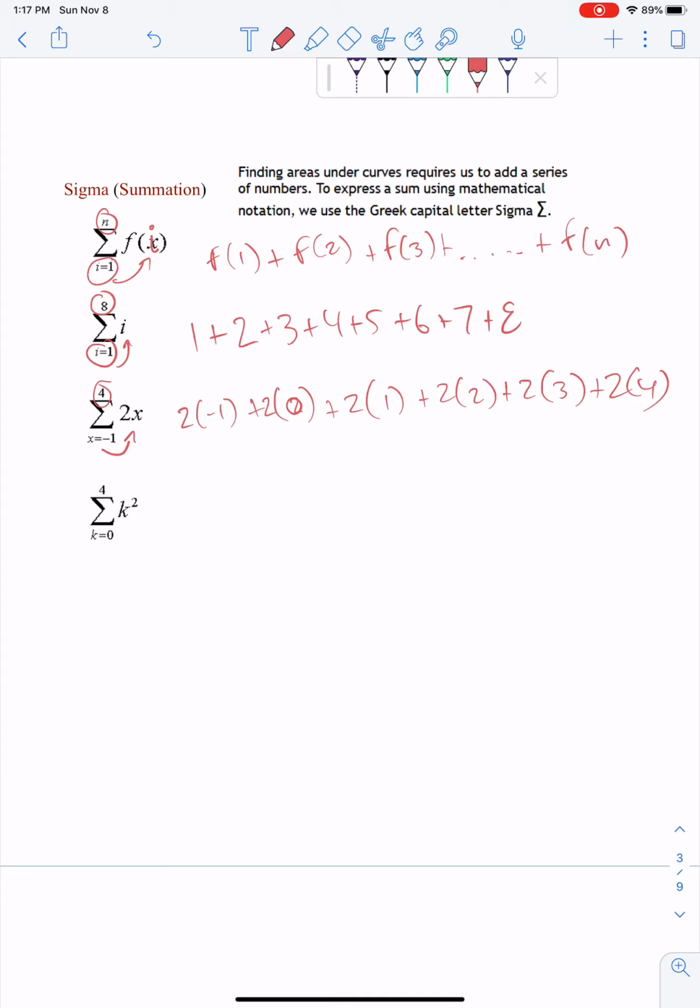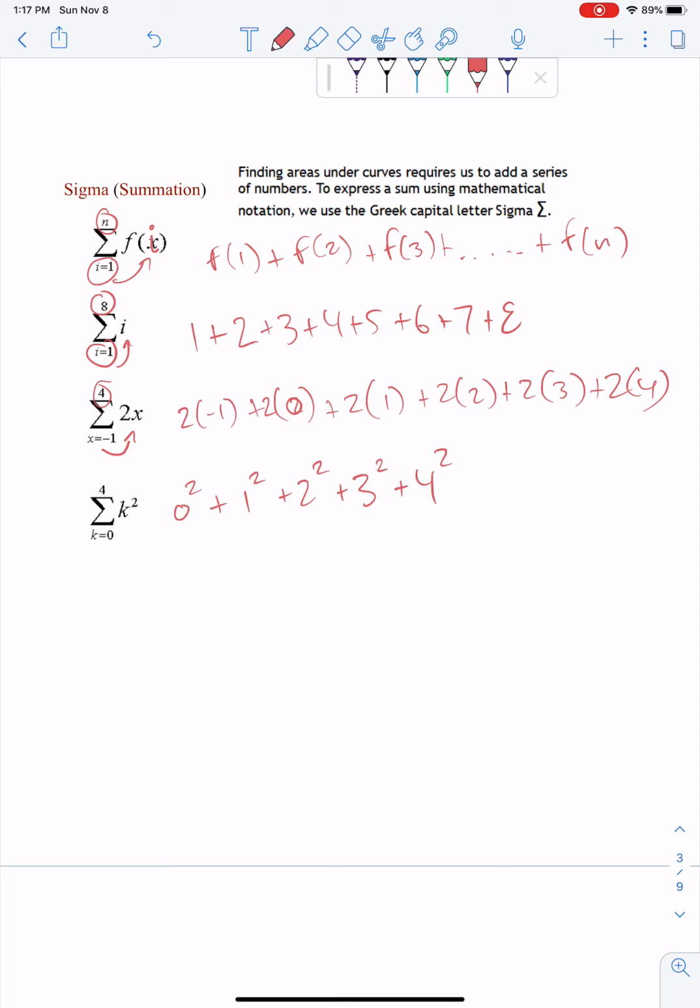Okay, same thing down here. If I start when k equals 0, that's 0 squared, but then I add 1 squared, and then I add 2 squared, and then I add 3 squared, and then I add 4 squared. And I'm going to add all of those together.